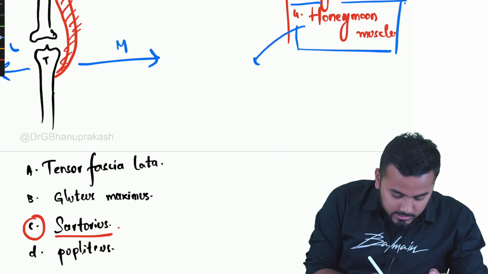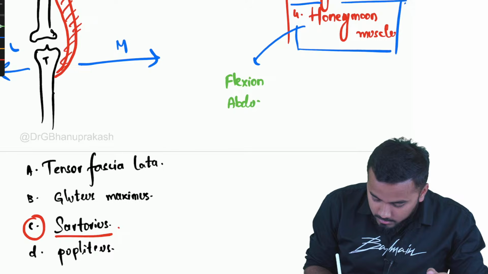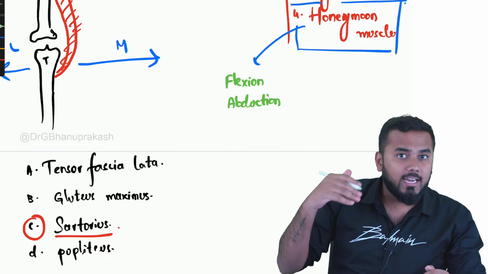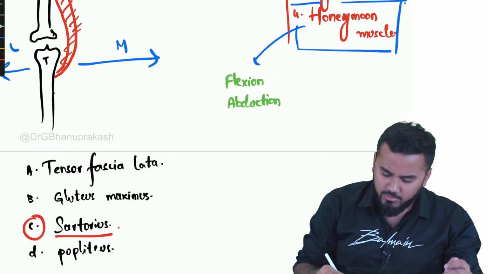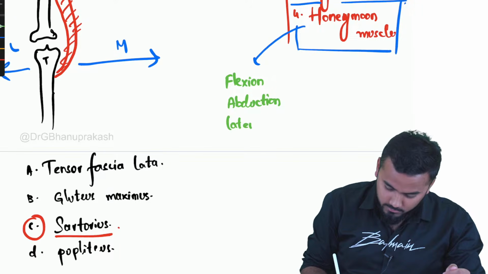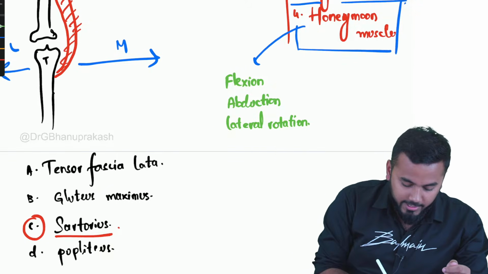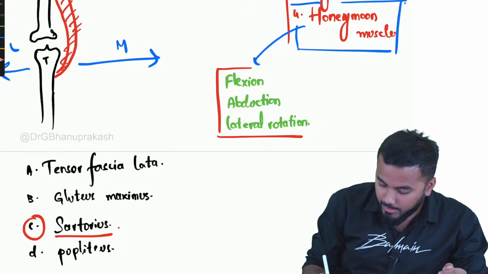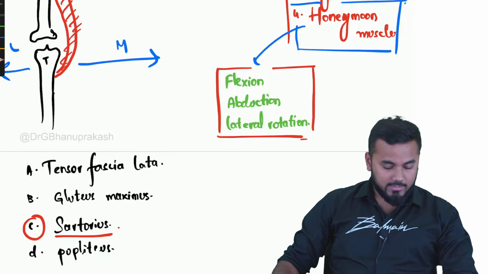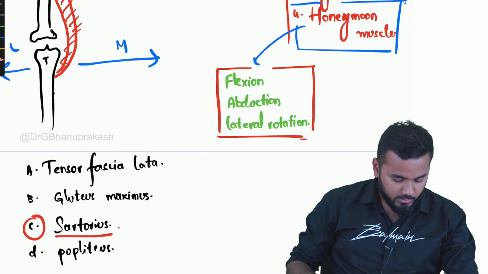Instead of abduction, they can give you lateral rotation. Both are the same. Lateral rotation, right? See, you are answering so fast for this type of question. I'm really happy for you guys. But whatever it is, anatomy is anatomy. You have to learn it. So far you are clear, right?